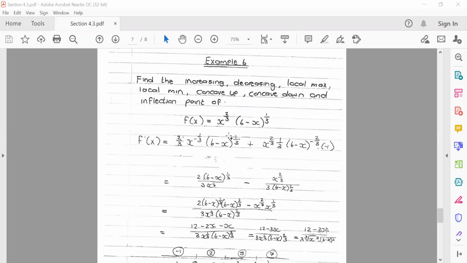So example 6, we're looking for increasing, decreasing, local max, local min, concave up, concave down, and inflection points. So it's something that we've done already. Now there's something that I need to mention.